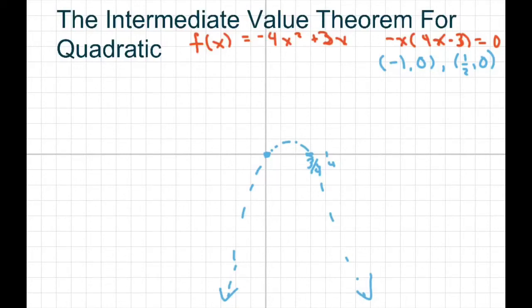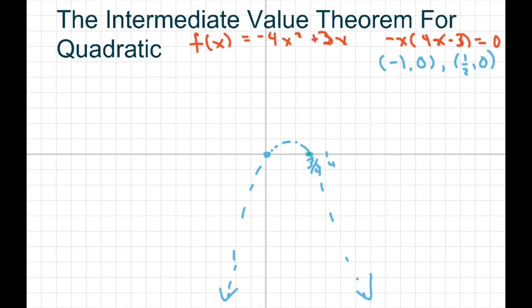Okay, this is the intermediate value theorem for the quadratic equation negative 4x squared plus 3x. This is not calculus, we're not using calculus. We're just going to look at the general definition of the intermediate value theorem. So usually they give you a problem here, and I went ahead and graphed it.